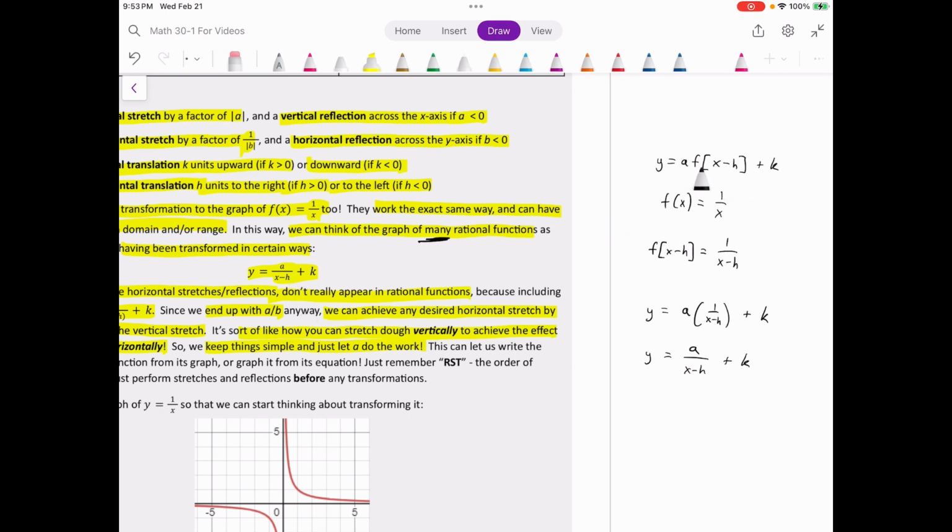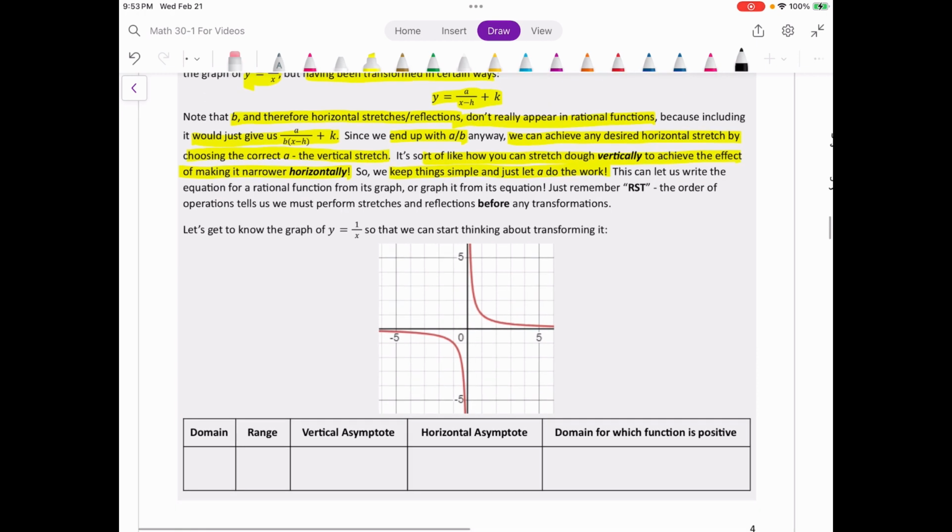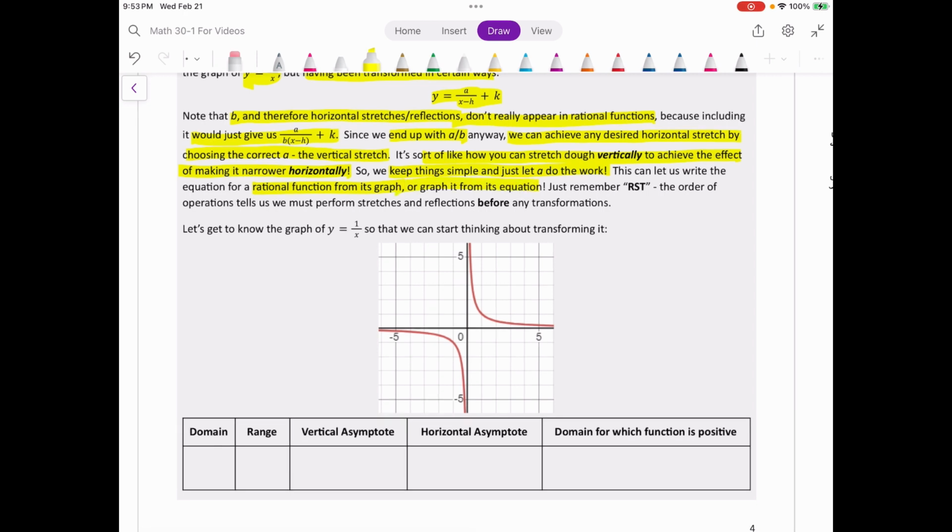And you can take it, after having done unit 1, you can take this and say, what would that give me for 1 over x, right? If f of x was 1 over x, what would we do to it? We'd replace x with x minus h, then we'd multiply that by a, and we'd add k, okay? So this can let us write the equation for a rational function from its graph, like we did with radicals in the previous lesson, or we can graph it from its equation, right? Because if we can pick out those a's, h's, and k's, then we can fill this in and write the equation. Or vice versa. If we've got the equation, we can start from y equals 1 over x and think about how to change it based on what a, h, and k are.